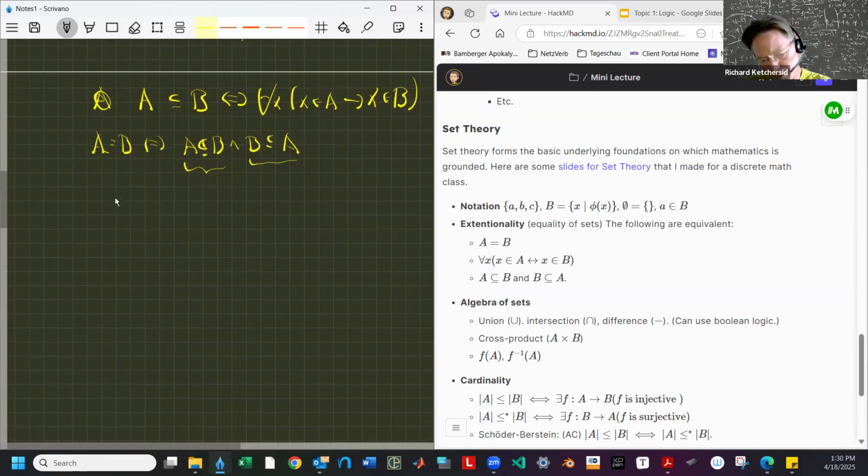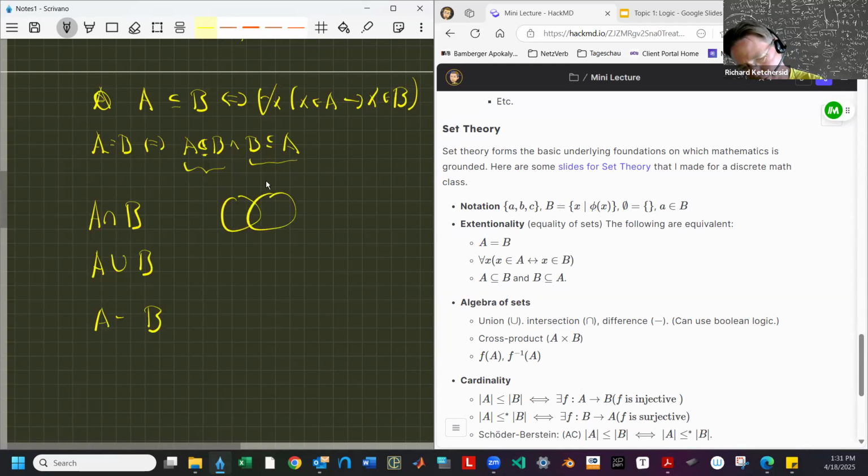Let's see, there's a little bit of algebra to learn, right? So we have A intersect B, we have A union B, we have A minus B, right? So in pictures, I will just do that. So this is A, this is B, very common. These are Venn diagrams, right? A union B is the set of things in either.